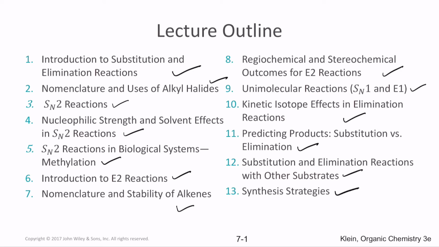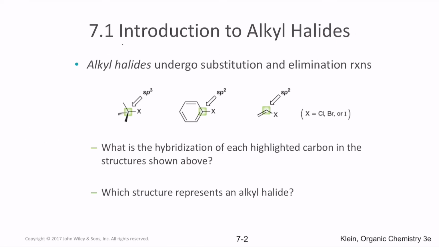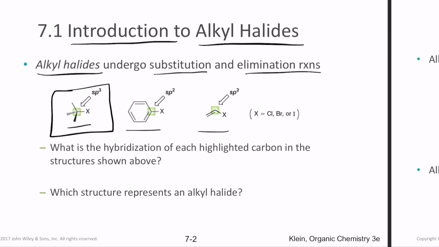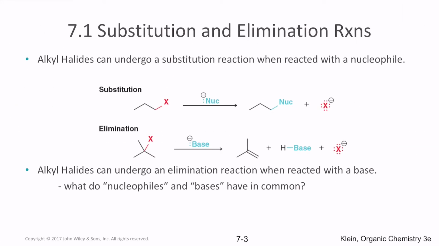In the first lecture, let's start with the first part, introduction to alkyl halides. Alkyl halides are the common compounds that undergo substitution and elimination reactions. In all the compounds that you see here, you see three different types of hybridizations. All of these compounds come under the classification of halides, but in each of these highlighted carbons, we know that only one represents an alkyl halide, because it is the sp3 hybridized carbon atom. The one with the sp3 hybridization is the one that becomes the alkyl halide, because that is the one that undergoes the reaction.